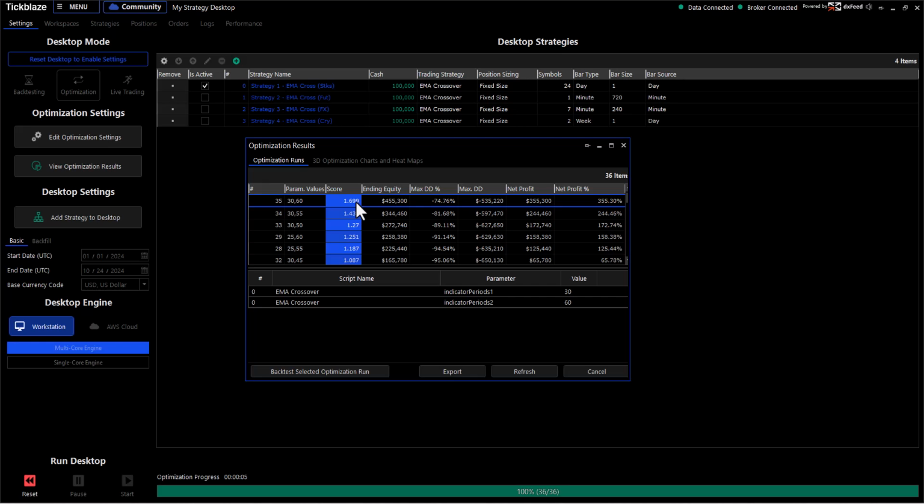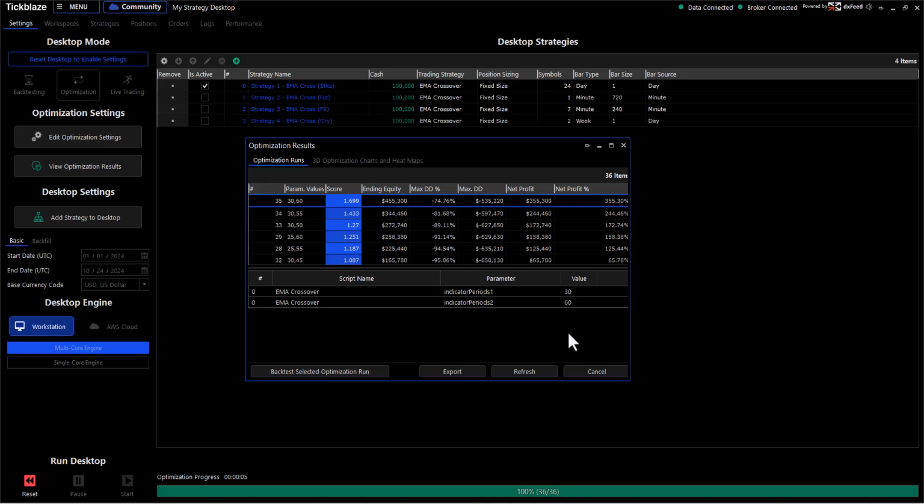So what it did was it told me that I had a 1.69 profit factor using the 30 crossing the 60 EMA. So what that told me is, out of all those iterations, I have the best results for the last year on the portfolio across 24 markets using the 30 and the 60 period.